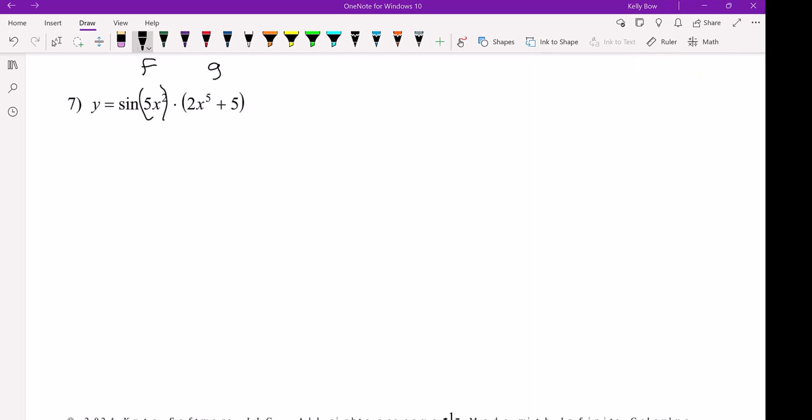Okay, and I'll do at least one of the product rules where one of the functions is a trig function. So we've got this. So that trig function is the f. The second function, the polynomial, is the g. So remember the product rule. It says f times g prime plus g times f prime. So you have to identify. So let's figure out the derivative of the f function.